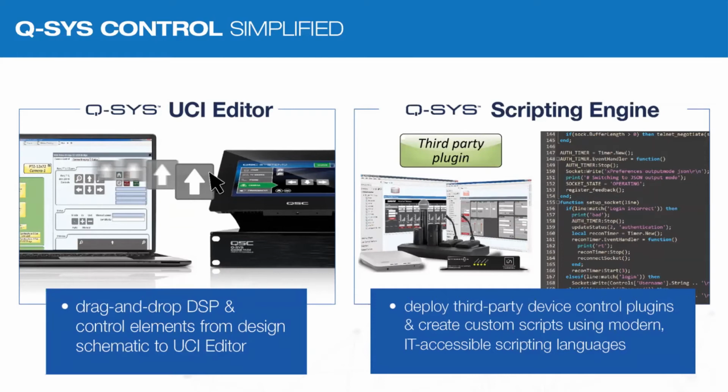On your touchscreen, you need the UCI editor. The UCI editor is used to build your touchscreen interface, but it's not a separate application. It's just a licensing feature that you add to the core, and you can build your UCI and deploy that onto your touchscreen. All of it is done inside Q-SYS Designer.